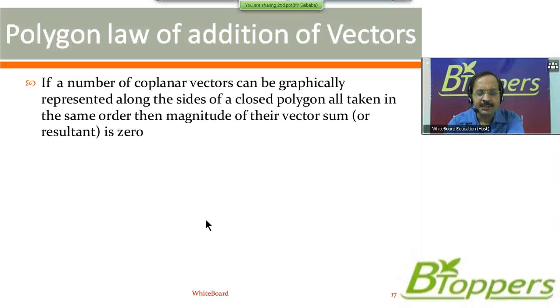The next conclusion: if a number of coplanar vectors can be graphically represented along the sides of a closed polygon, all taken in the same order, then the magnitude of their vector sum or resultant is 0.